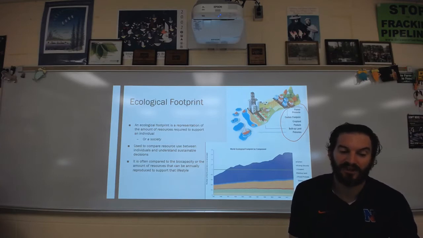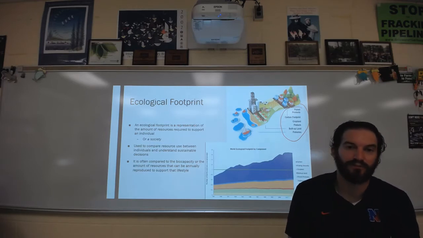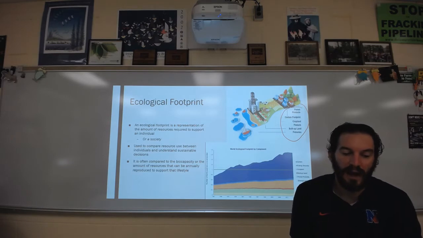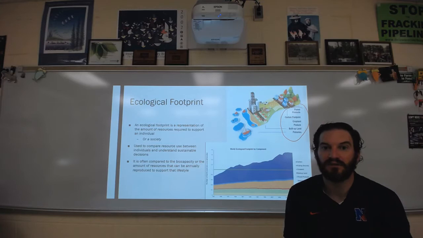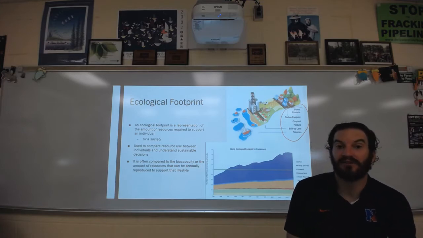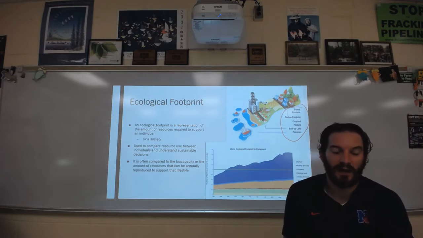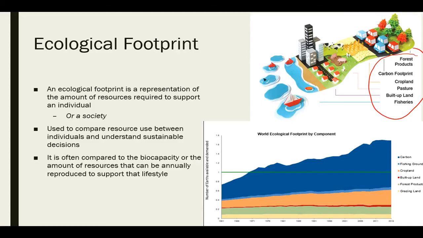Pasture, again, how much rangeland, so cropland being your vegetables and what's grown versus pasture, which is your land-based proteins. Your built-up land, how do you live? Do you live in a small apartment in a big building? Do you own a very, very large house? Do you have paved roads, depending on what country you live in? And then the last one is fisheries. Do you eat a lot of fish?